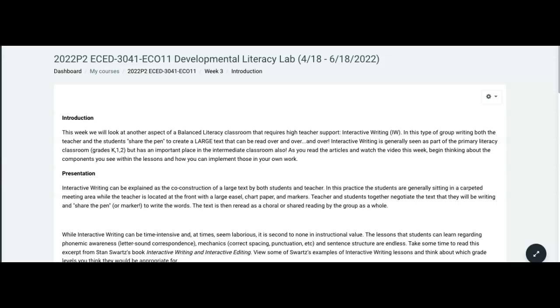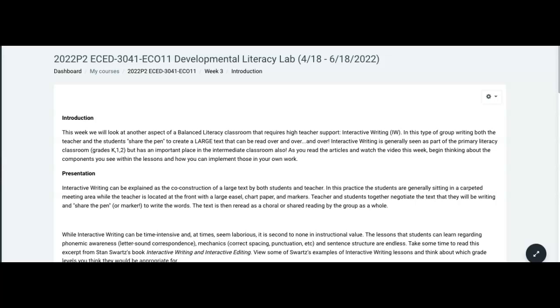Interactive writing is generally seen as part of the primary literacy classrooms. That could be pre-kindergarten through grade 2, but it has an important place in the intermediate classroom also. As you read the articles and watch the videos this week, begin thinking about the components you see within the lessons and how you can implement those in your own work.